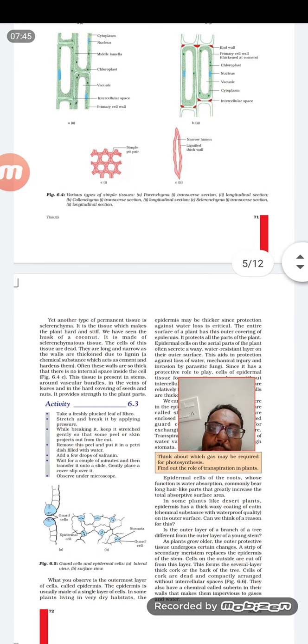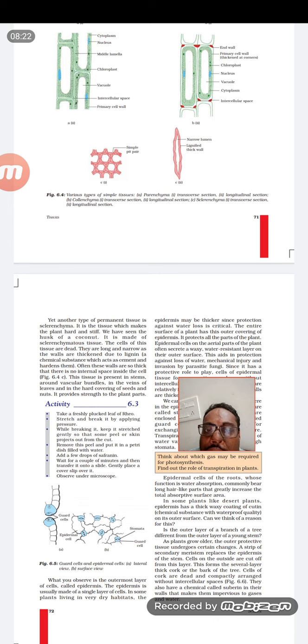Apart from that, the root epidermal tissues are responsible for the absorption of water. They absorb more water, and they have some hair-like projections from the main root, from the taproot system. These hair-like projections give more surface area, and they hold the surrounding soil. Since they hold the surrounding soil, they can absorb more water.